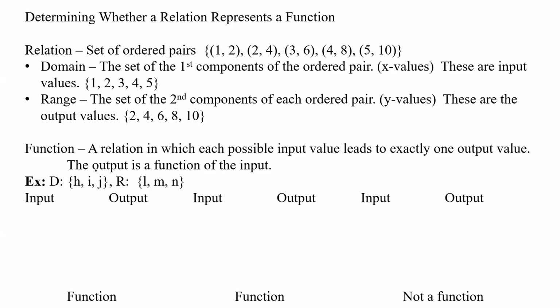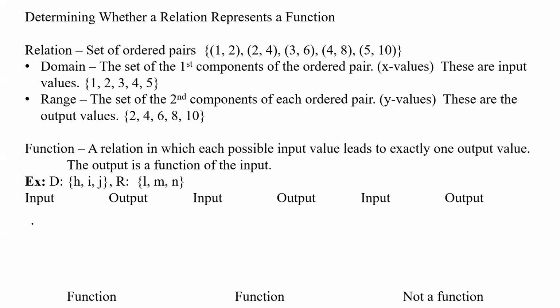Now, a function is any relation in which each possible input value leads to exactly one output value. So you put in something and you get exactly one thing out. And the output then is a function of that input. So what we're going to do is show some examples of things that are functions and not functions. And so let's say we have the domain H, I, J and the range L, M, N.